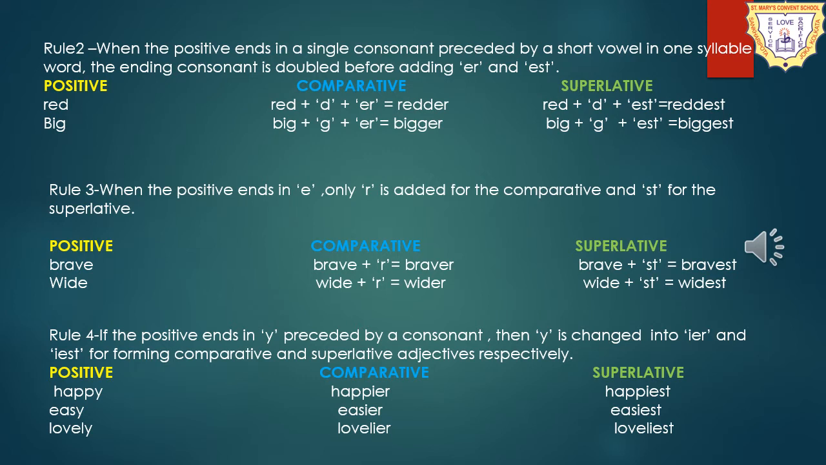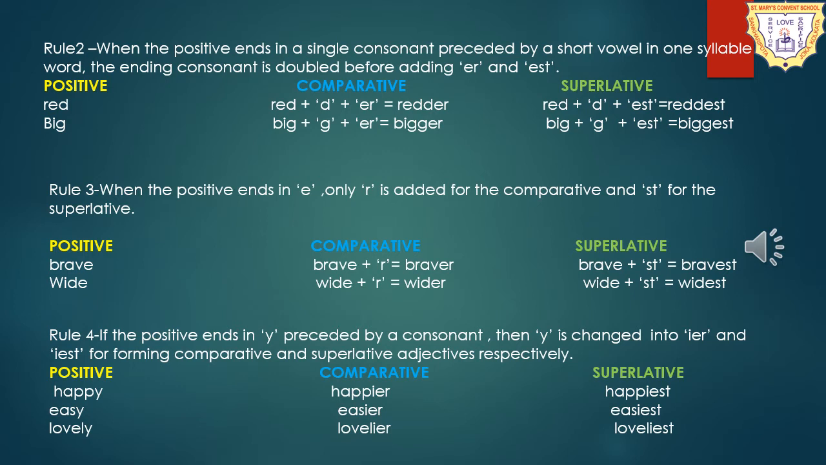And for the superlative, what are we doing? Red plus d plus est, reddest. We are doubling the letter d and adding est to it. Big, bigger, biggest.